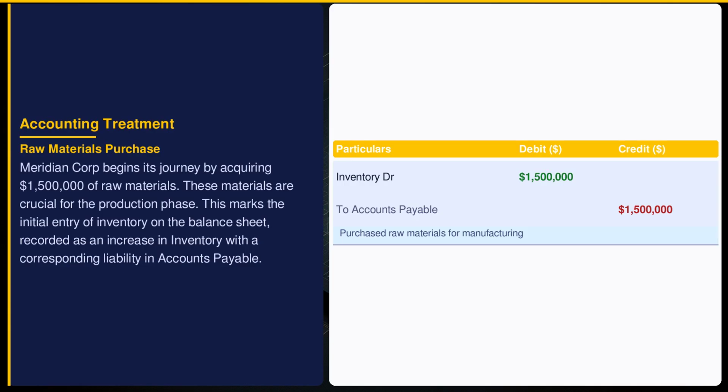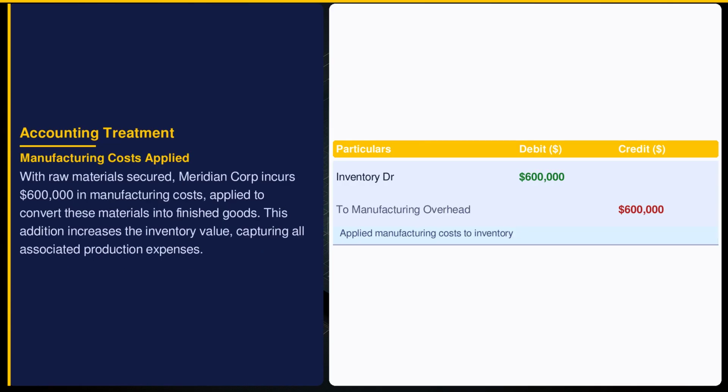By applying $600,000 of manufacturing costs to inventory, Meridian Corporation aligns with ASC 330's requirement to include all production costs in inventory valuation. This entry shifts costs from overhead to inventory, reflecting a comprehensive asset account that includes raw material and production costs.